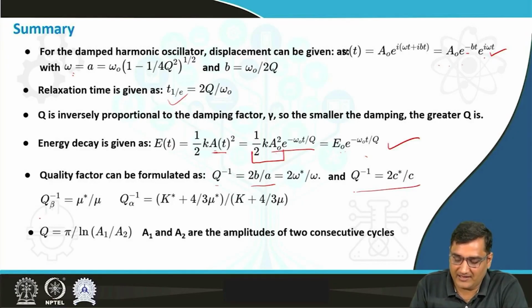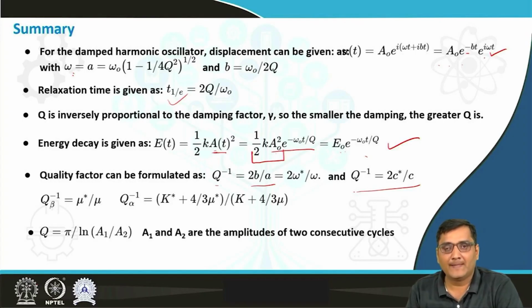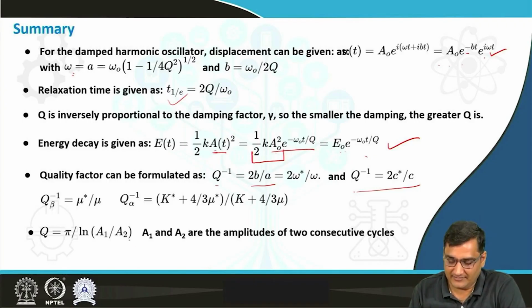For P and S waves, the inverse quality factor for S waves is equal to mu star, the shear modulus, divided by mu, and Q alpha inverse is equal to K star plus 4 by 3 mu star divided by K plus 4 by 3 mu. Q can also be found from the amplitudes recorded at two consecutive cycles, A1 and A2, which will be equal to pi by ln A1 by A2.